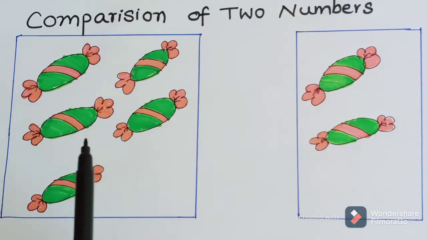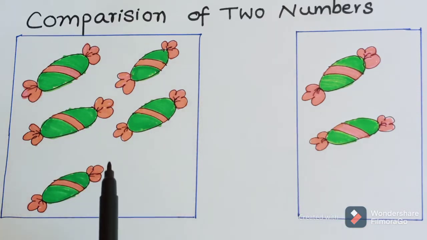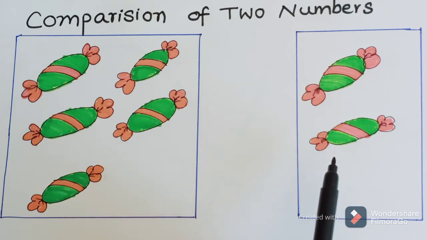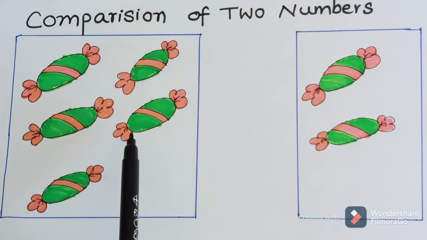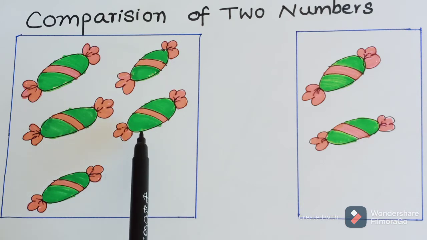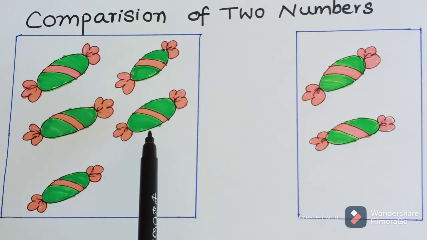See children, here there are two groups. 1, 2. There are two groups. So, in these groups, we can see some objects. What is the object here? What is the object, children? Yes, you're right. It is a chocolate. Children, do you like chocolates? Yes, I also like chocolates. Do you like it? Yes.